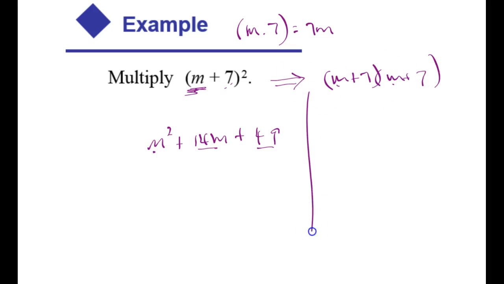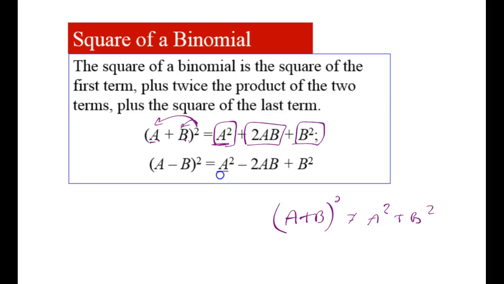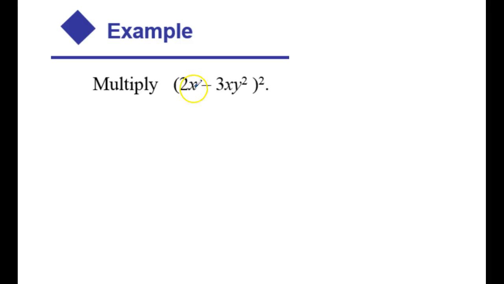M times m is m squared, the outer is 7m, the inner is 7m, and then the last is 49. But you can see it's just a little bit longer process. You can get there faster if you know the rule, which is, again, square the first, twice the product, square the last. So I'm going to keep trying to use the rule because I think it's a lot faster. Here the author is trying to emphasize twice the product of those bases works well. So let's try it again.